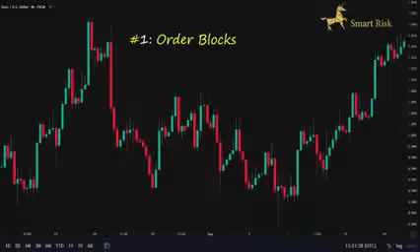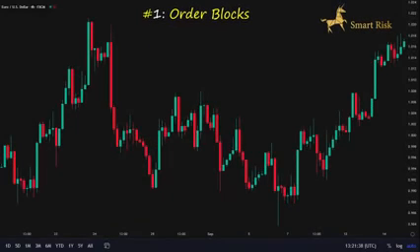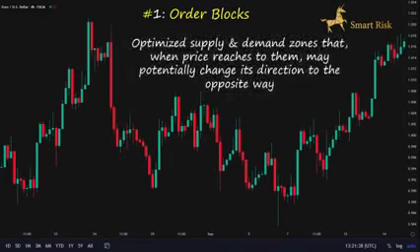So let's start with the order block. As you know guys, order blocks are very important optimized supply and demand zones that, when price reaches them, may potentially change its direction to the opposite way. An order block includes many buy and sell orders. So an order block is an inducement level where traders get induced into the market and always place their buy or sell orders in it, to get taken into the market.